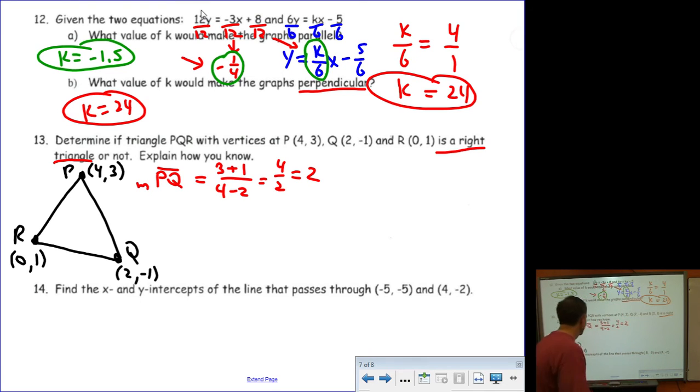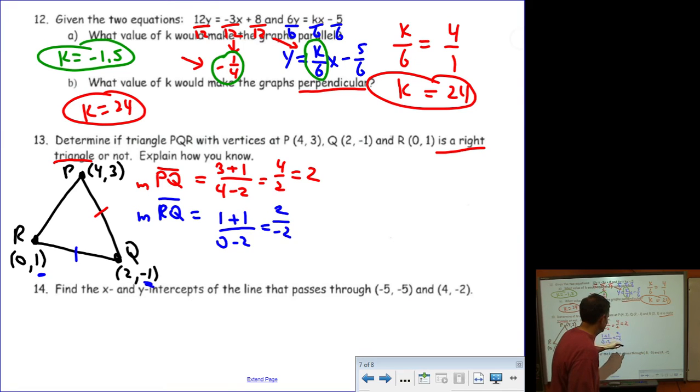All right. Now let's go to side RQ. Okay, so I've done this side. Now let's go to this side, RQ, and do the slope of RQ. And that would be the y value minus the y value, 1 minus negative 1, over the x value minus the x value. That'd be 2 over negative 2, which is negative 1.